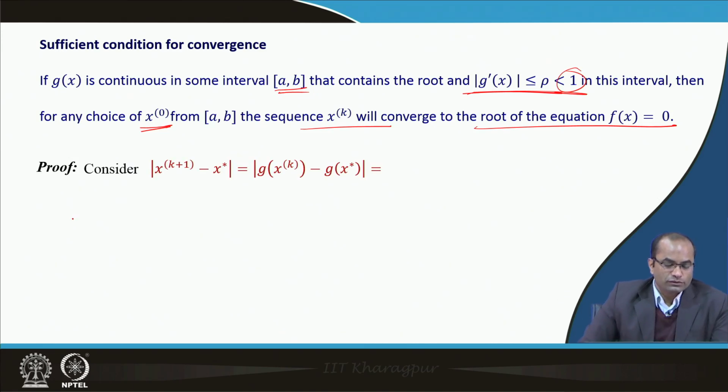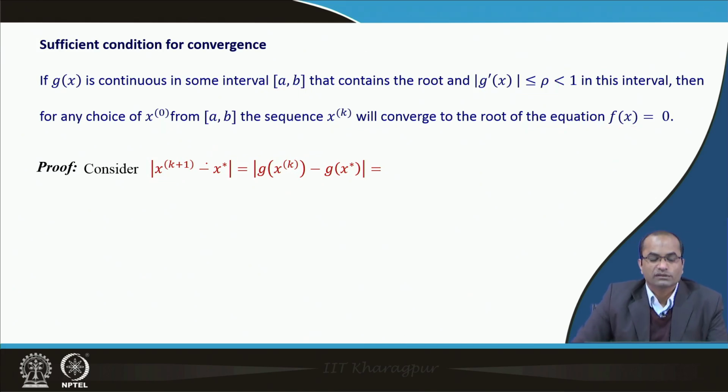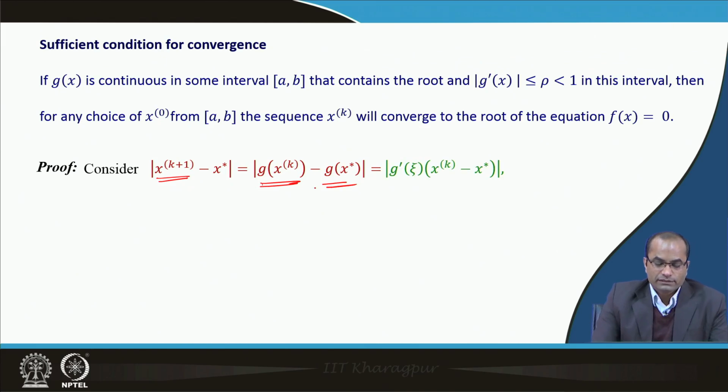This is what we will observe now, going to the sketch of the proof. We consider the error x k plus 1 minus x star, where x star is the actual fixed point, the root of the equation f(x) = 0. From the algorithm, x k plus 1 is g(x k), and x star is equal to g(x star), because it is the fixed point. Then we apply the mean value theorem to g(x k) minus g(x star). By the mean value theorem we can write g prime at a point between x k and x star.